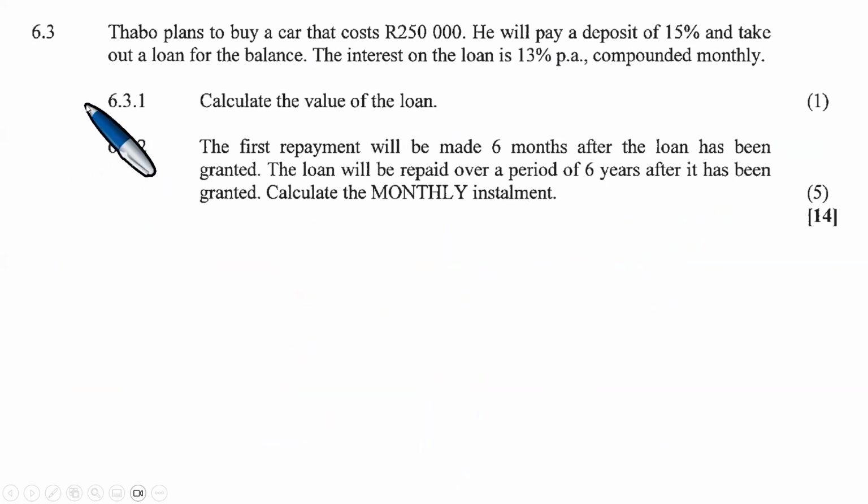Let's read again. Tabo plans to buy a car that costs 250,000 rand. He will pay a deposit of 15% and take out a loan for the balance. The interest on the loan is 13% per annum, compounded monthly. Calculate the value of the loan.